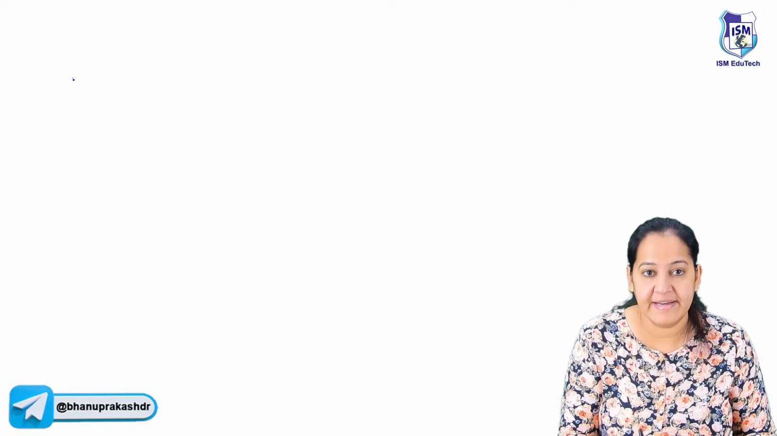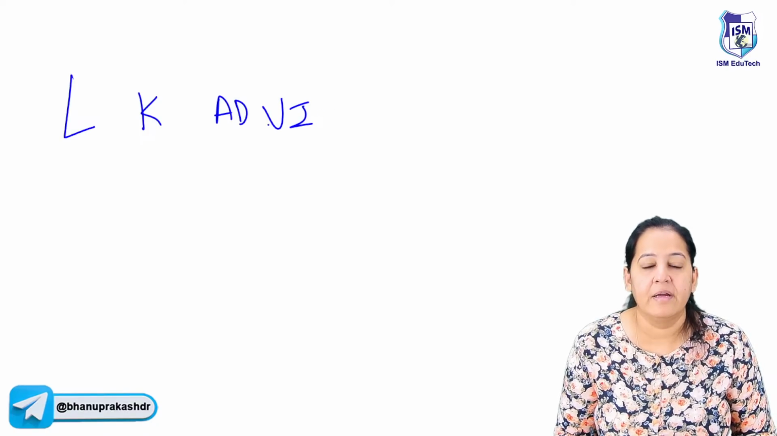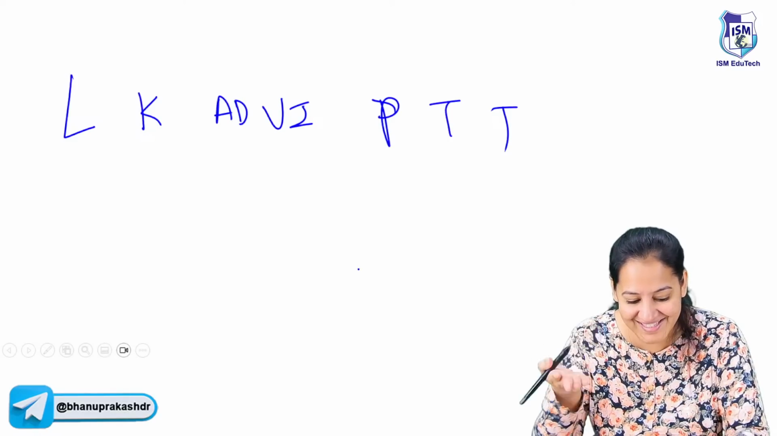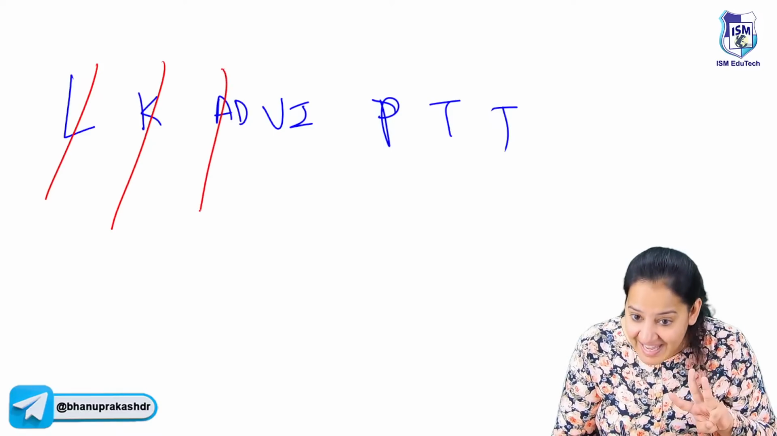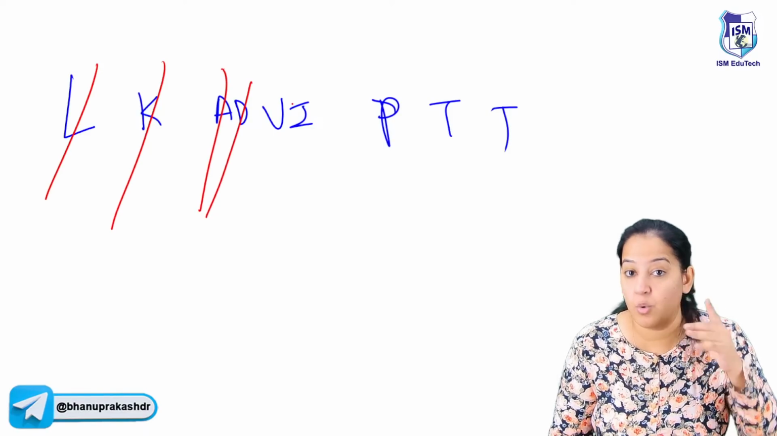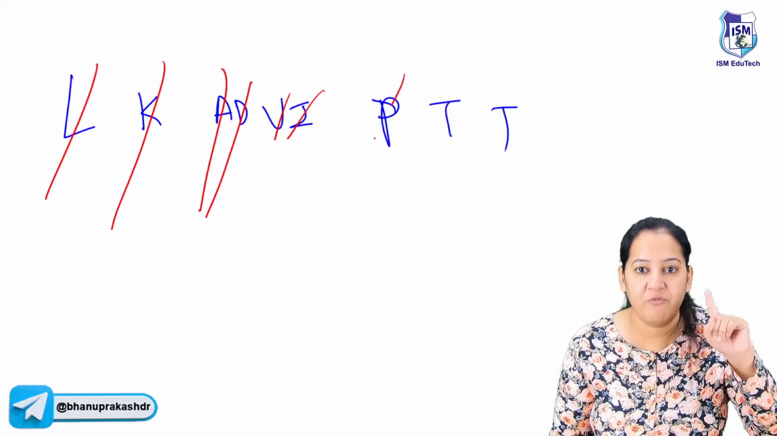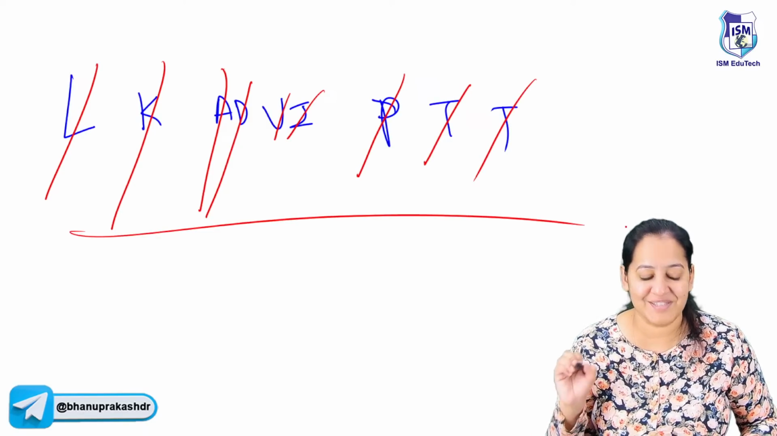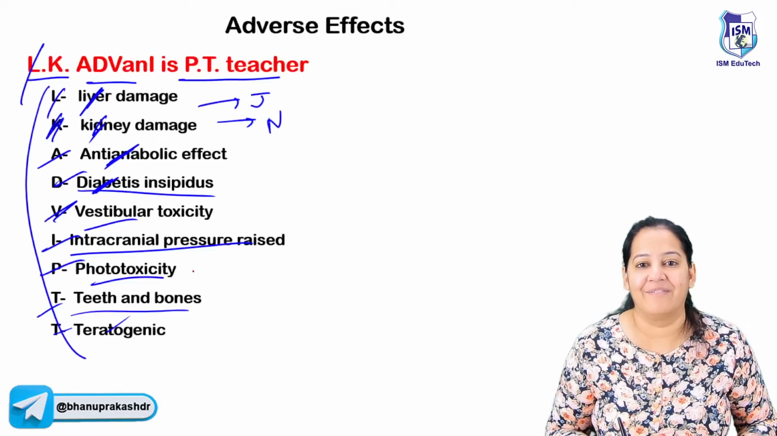So let me write L K Advi. Advani, call him Advi. L K Advi, P T teacher. Say the full form. Say. So liver damage, kidney damage, anti-anabolic effect, diabetes insipidus, vestibular toxicity, the vertigo, increased intracranial pressure, phototoxic, teratogenic, and teeth and bone. So this is how I learn, and I never confuse, and you get questions on that. So we are done with the adverse effect.